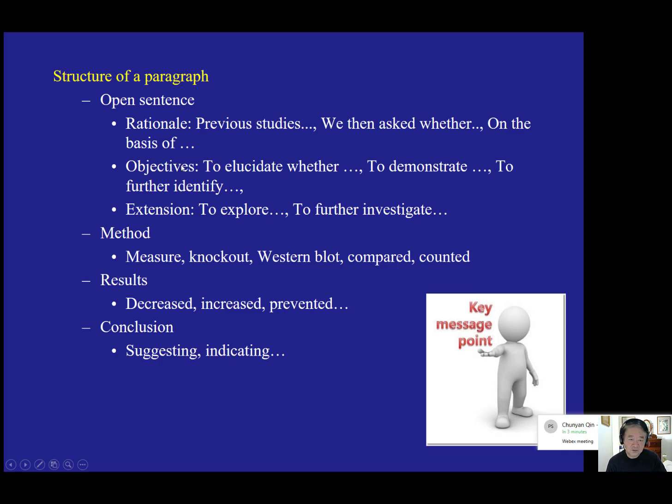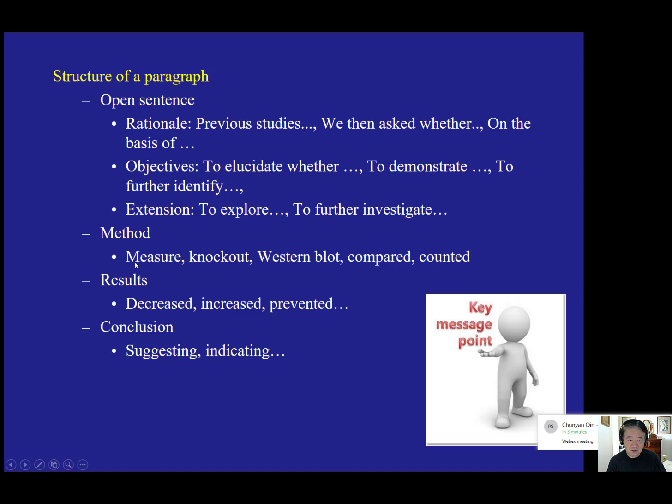You can use the objectives way to open the sentence in the results paragraph. You say to elucidate, because you want to elucidate whether, or you want to demonstrate, or you want to further identify. This is a type of objective way to start, the aim to start, and then this is the way I say that I want to extend.